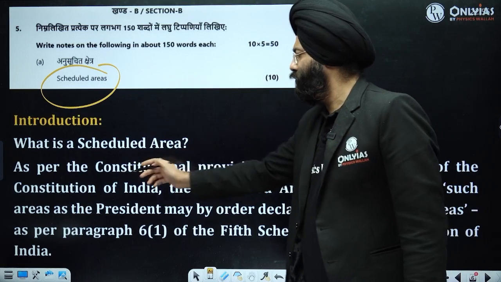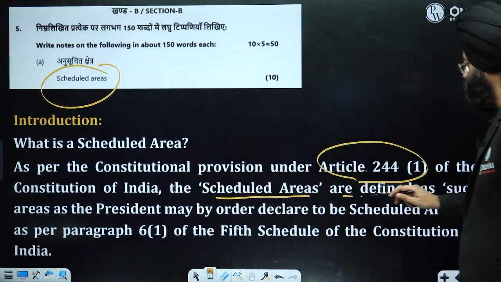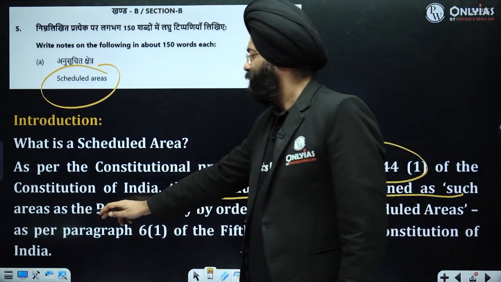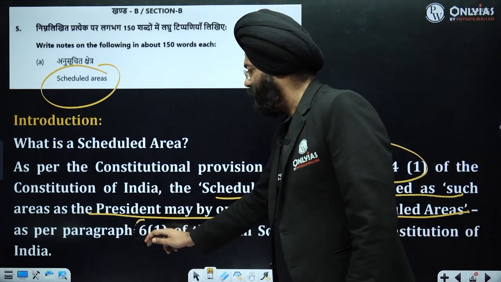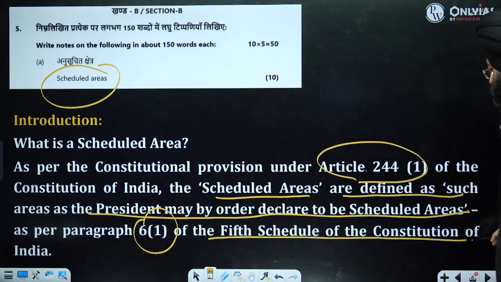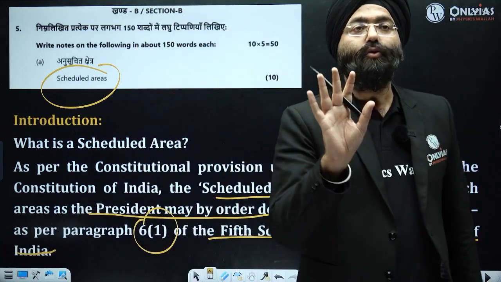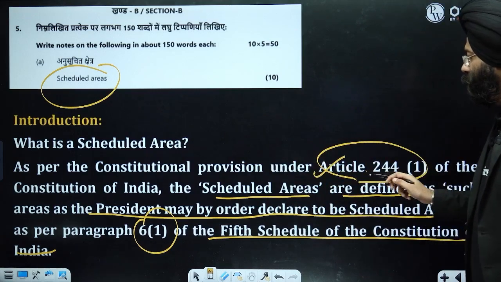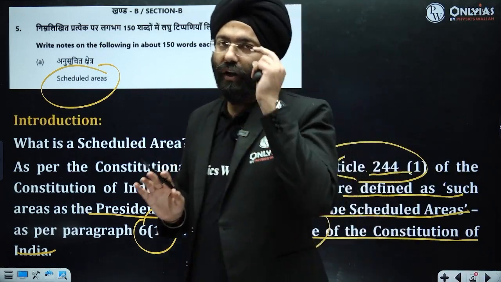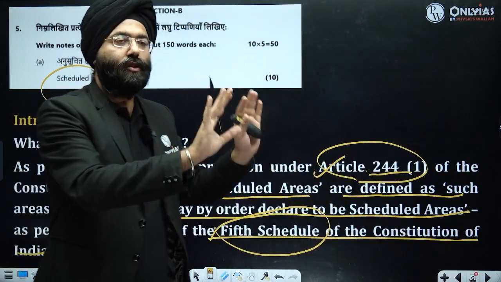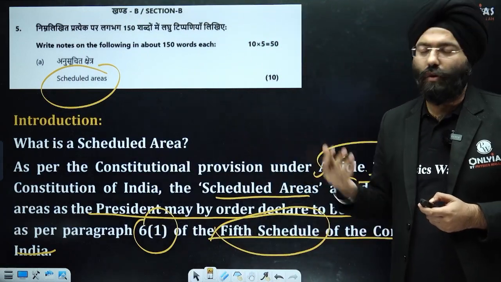So what we had to write as per the constitutional provisions: under Article 244(1) of the Constitution of India, the scheduled areas are defined as such areas as the President may by order declare to be scheduled areas, as per paragraph 6(1) of the Fifth Schedule of the Constitution of India. Over here, the examiner is going to see two important things. Firstly, Article 244(1) and 6(1) of the Fifth Schedule. We have mentioned this in the introduction. It gives a good impression that he or she knows what the question is demanding, and that is the way to go ahead.